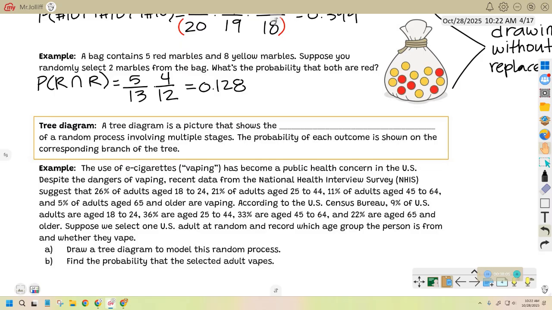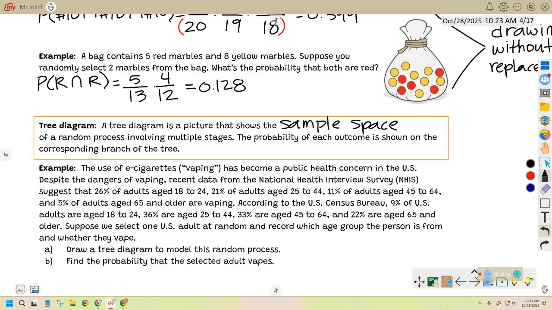So now, for another tool, we talked about Venn diagrams last week. Great way to picture how two events relate in a sample space. A tree diagram is another type of picture that helps us figure out what a sample space looks like when we're doing multiple events in sequence. One draw from a deck, second draw from a deck, third draw from a deck. So it shows the sample space for a random process involving multiple stages.